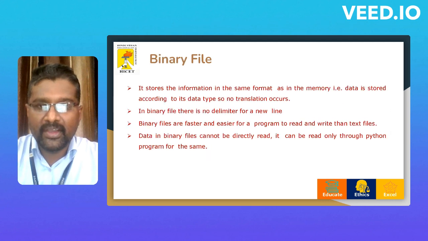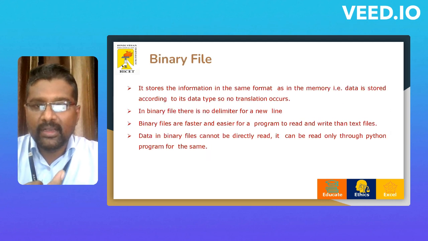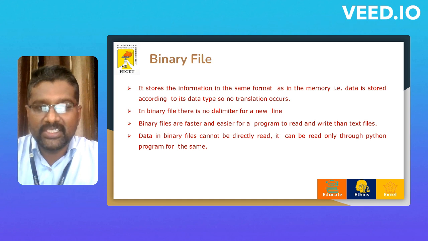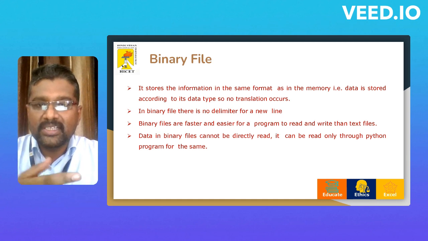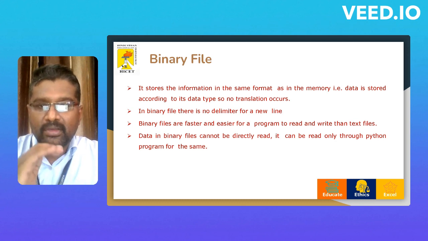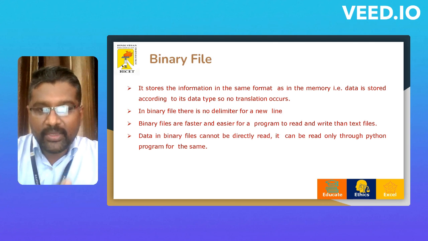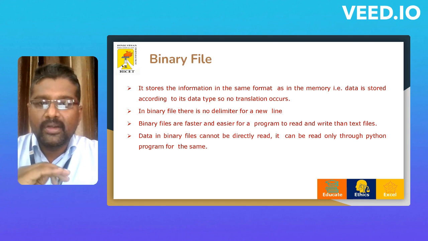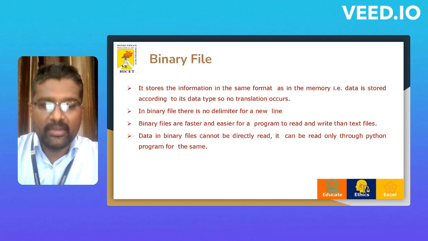Now about the binary file. Here the information is stored as such. Compared to the text file, binary files are a little bit faster in accessing the data and also in reading or writing. It doesn't have any delimiter, and in a binary file the data can be read only with the help of a Python program. It doesn't have any specific format to store it. So when we compare to the text file, binary files are a little bit faster.